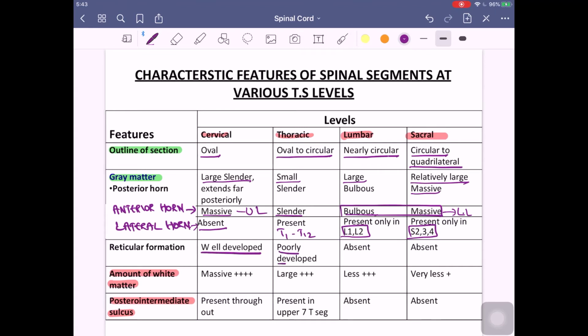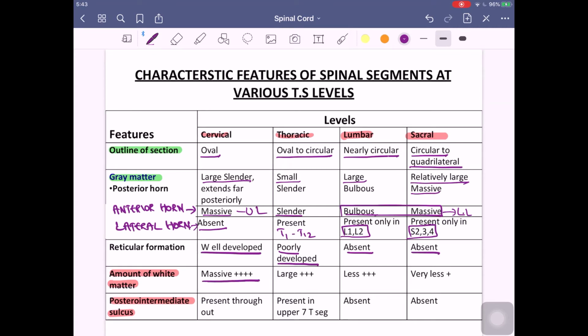The reticular formation is well developed only in the cervical region. It is about to disappear in the thoracic region. That is why sometimes you will find traces of it, whereas it is absent in the other two regions, lumbar and sacral. Amount of white matter: if the gray matter is less, the amount of white matter is high.